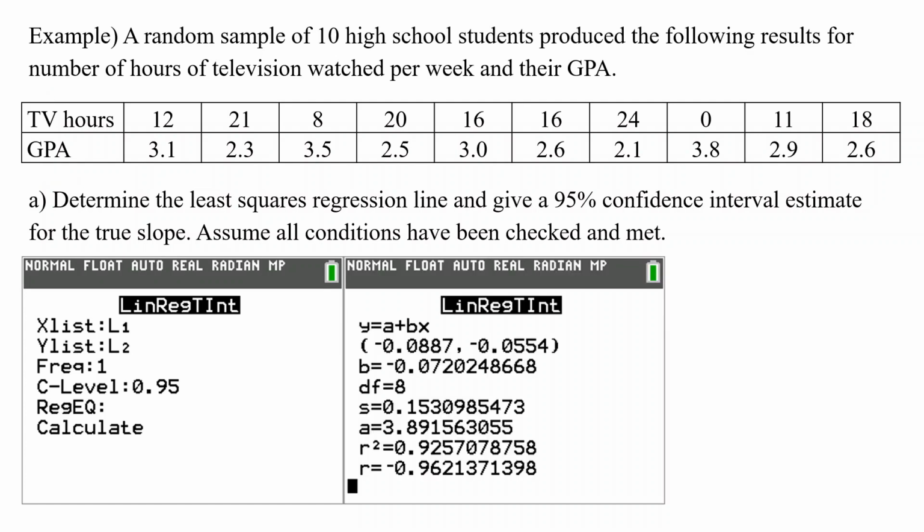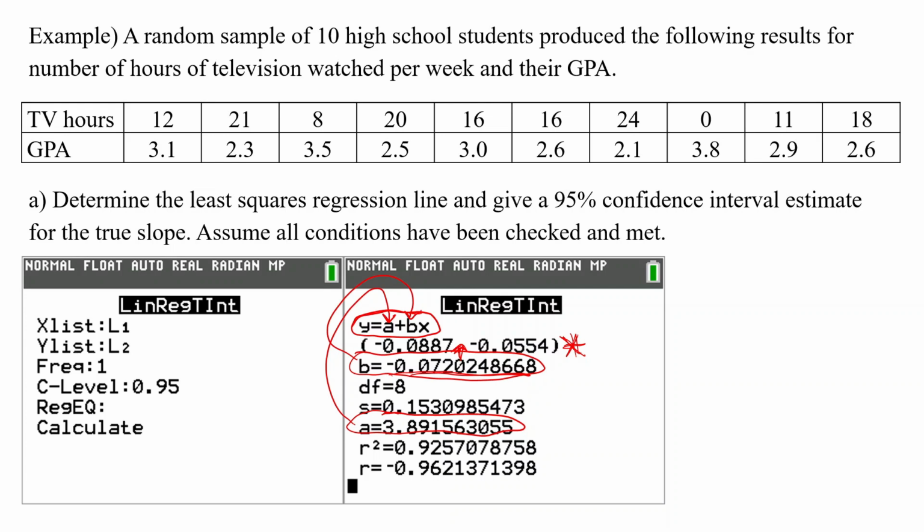I'm going to calculate, and I'm going to get a lot of values that pop up. What you'll see is a template for your regression equation. It says y equals a plus bx. A represents the y-intercept and b represents the slope, since it's the coefficient of x. That's why you're given that template right off the bat. This right here is your confidence interval. You can see that it's negative and that your b, your point estimate, is right in the middle of these two boundaries.